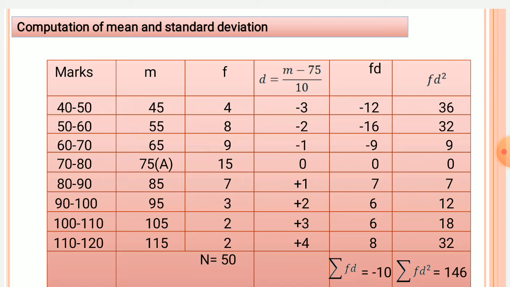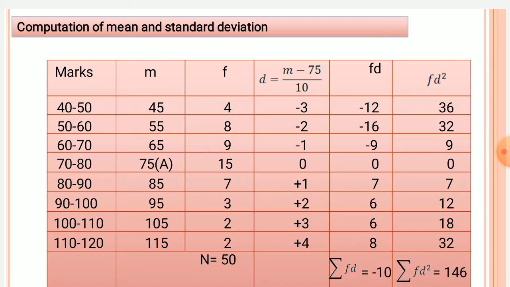Already you know that the calculation of the midpoint or mid value M or X is the lower limit of the class plus the upper limit of the class divided by 2. 40 plus 50 by 2, 45. 50 plus 60 by 2, 55. 60 plus 70 by 2, 65. 70 plus 80 by 2, 75. 80 plus 90 by 2, 85. 90 plus 100 by 2, 95. So in this way we calculate the mid value or midpoint.